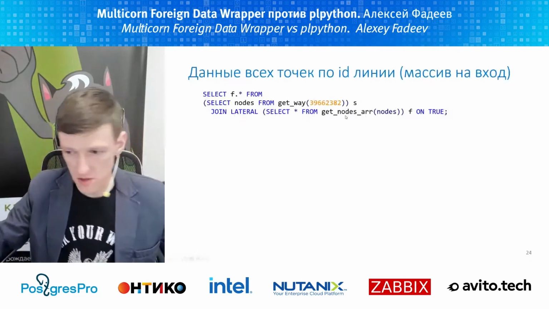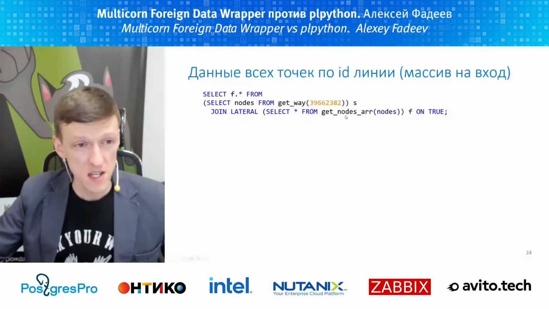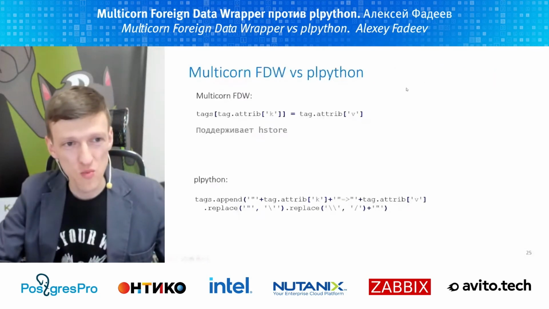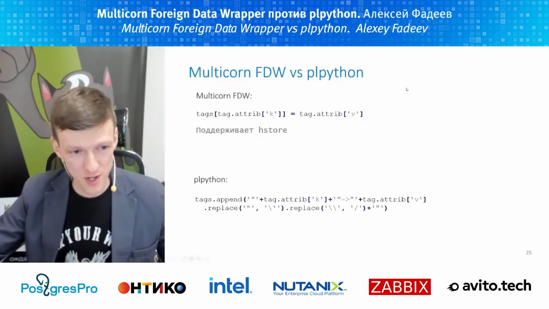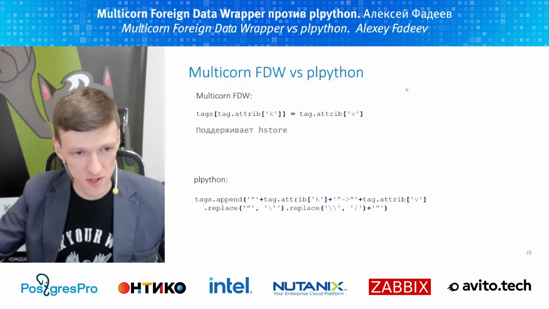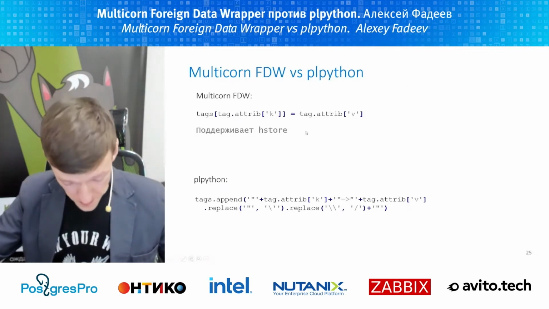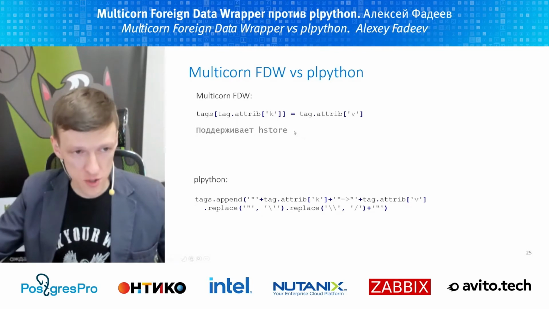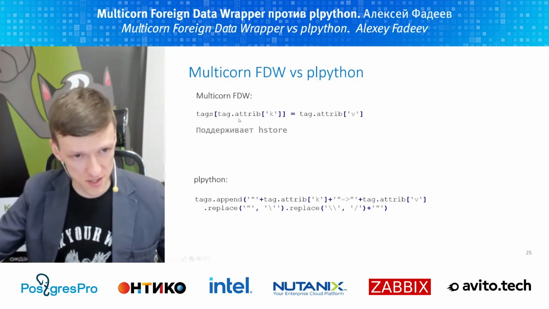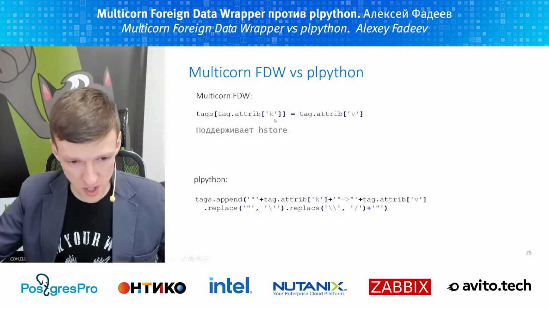Now, Multicorn FDW still has a small advantage compared to PL Python. The FDW supports the HStore type. In this case, the information about tags is in a tag column of HStore type. In Multicorn, we can simply use an associative container of Python, which will be automatically converted to HStore. Multicorn can do this by itself.